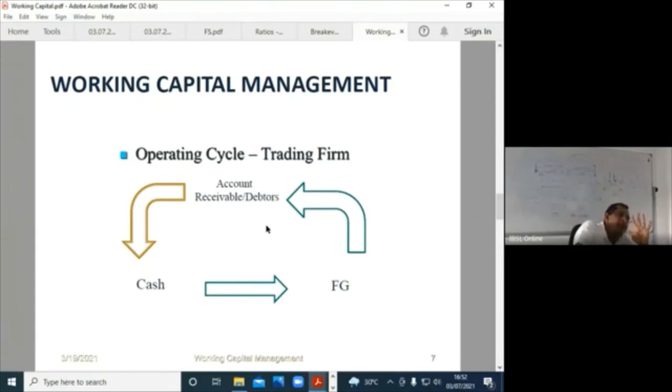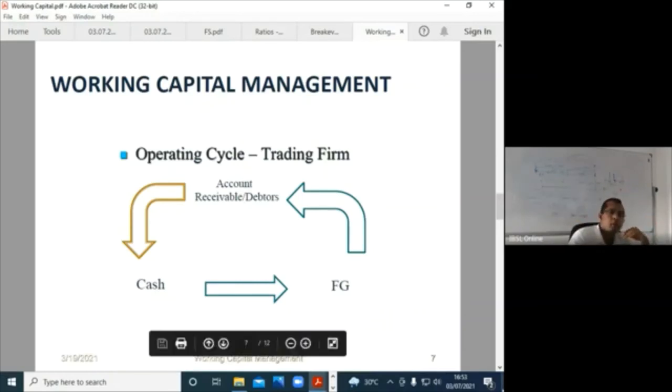This is the cash cycle. So we have three types of companies: manufacturing, trading, and service. Manufacturing has the highest working capital requirement. Trading has the second. Services has the third. Manufacturing, you have raw material, work in progress, finished goods. Trading, you have finished goods. Services, you don't even have finished goods. So highest working capital is manufacturing, then trading, lowest is the service industry. You need to know those things.